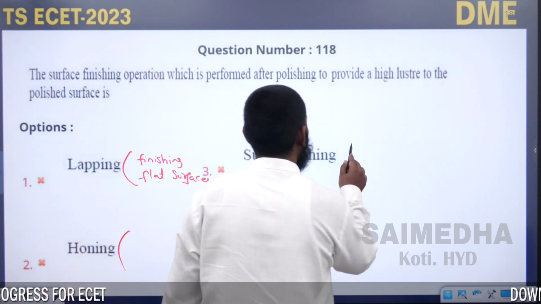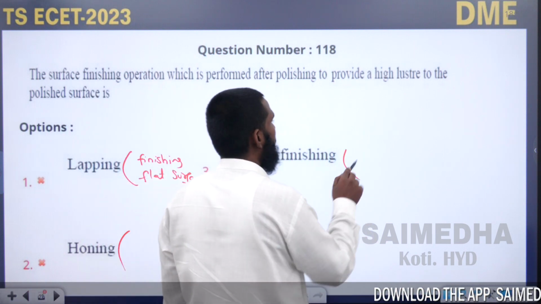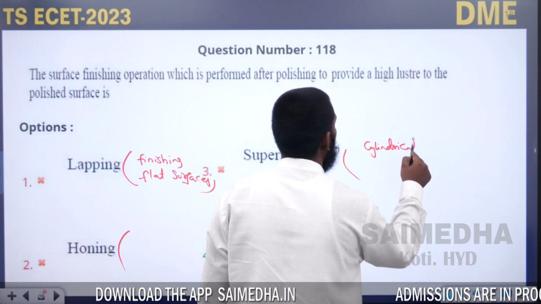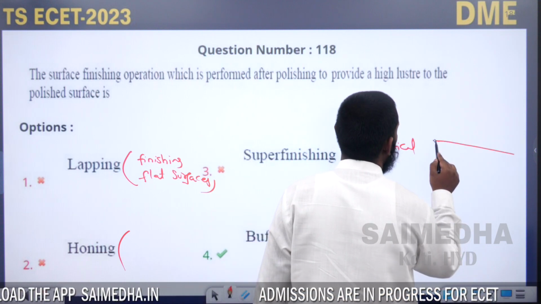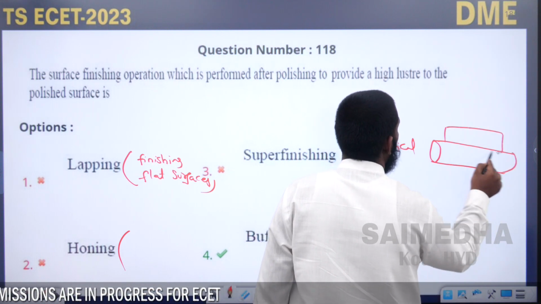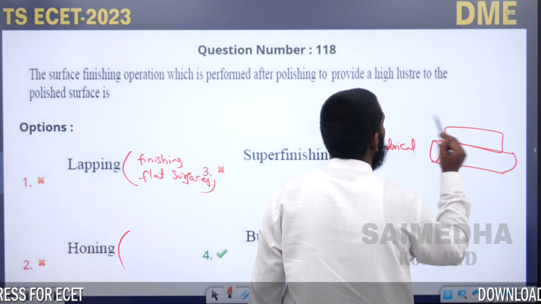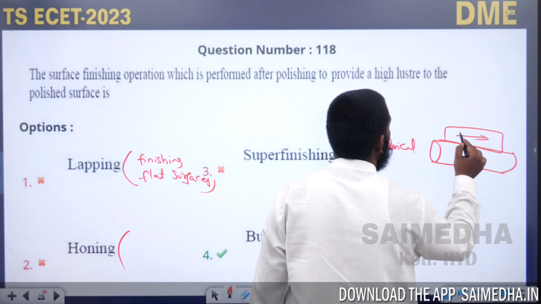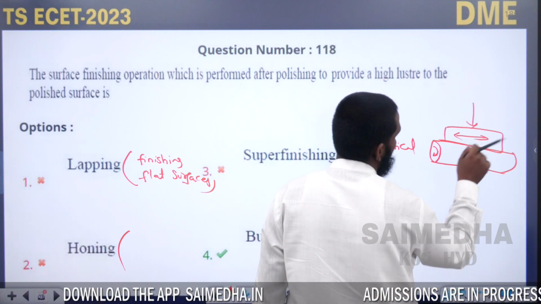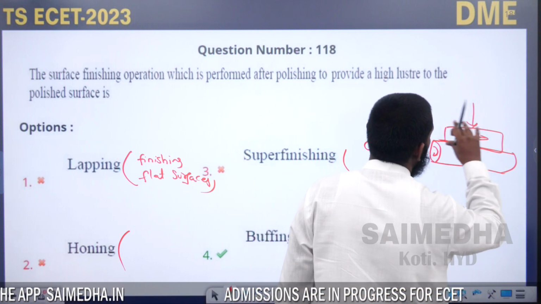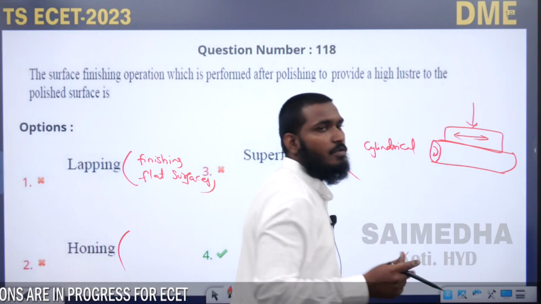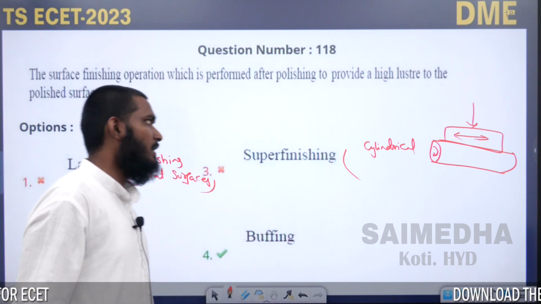Now super finishing is similar to lapping, but here we are finishing cylindrical workpieces. Suppose we take a cylindrical workpiece and this tool. The tool will be reciprocating, the workpiece will be rotating clockwise, and we apply pressure. So as the tool reciprocates and the workpiece rotates, we get the finishing on that cylindrical workpiece.